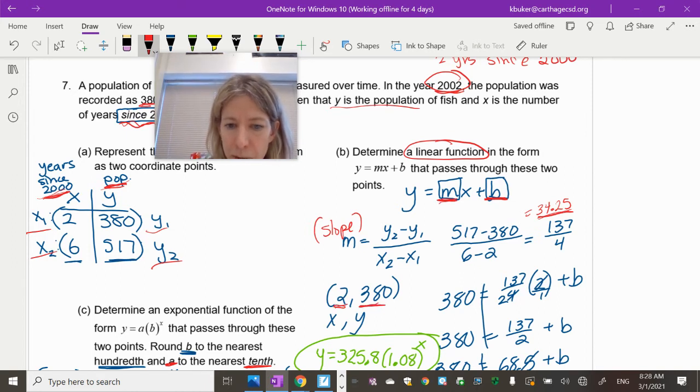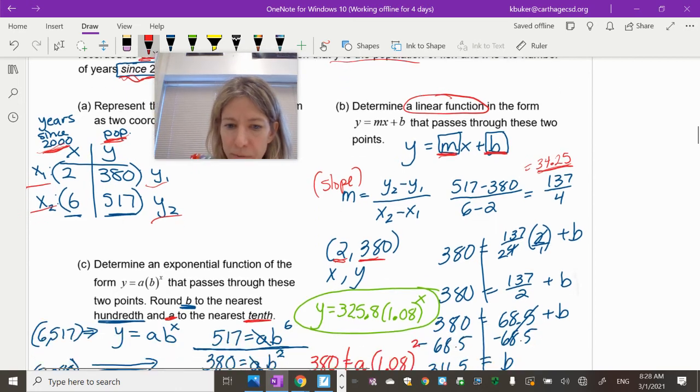All right, so we have our m value, and then to solve for b, we just simply substitute in either xy pair. Okay, this 380 looked easier, so y is 380. You can use it in fraction form, or we could have substituted the decimal in for slope when the x value is 2 and we had to solve for b.